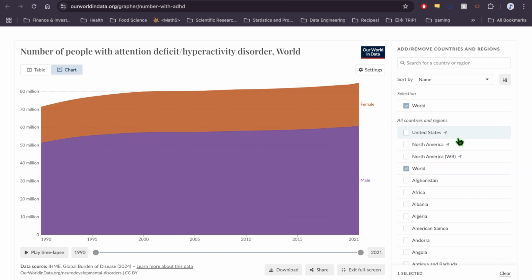Step three, let's read the title of the graph. So, number of people with attention deficit hyperactivity disorder, world. Okay, so I guess from the title of the graph, we can infer that this graph estimates the number of people who have attention deficit hyperactivity disorder, or more commonly also known as ADHD.